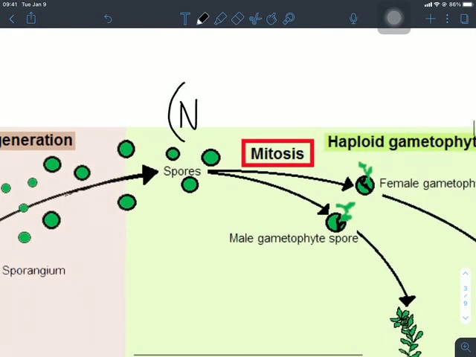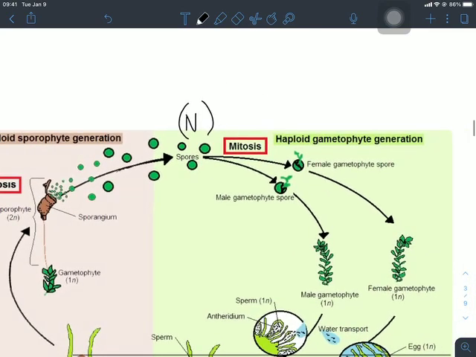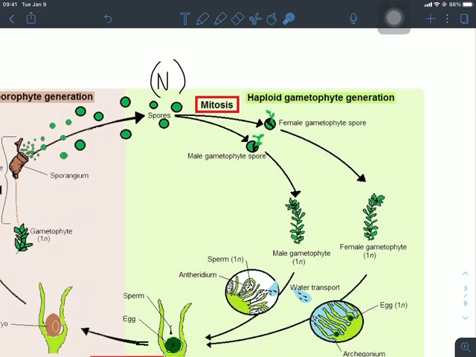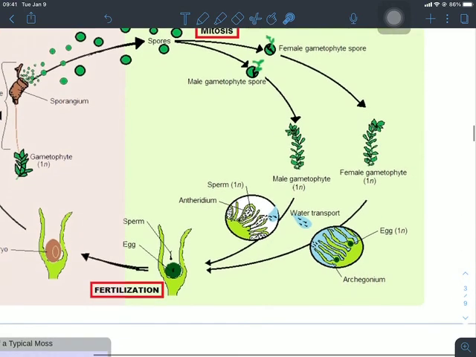These have 1n amount of genetic material, meaning that they have the amount of genetic material needed to become sperm or eggs. But spores, rather than immediately becoming sperm or eggs, will be able to perform mitosis. And in performing mitosis, they develop into gametophytes. And in this case, we have a gametophyte that's separate for the male and a gametophyte that's separate for the female, both being haploid. They don't really look different, right?